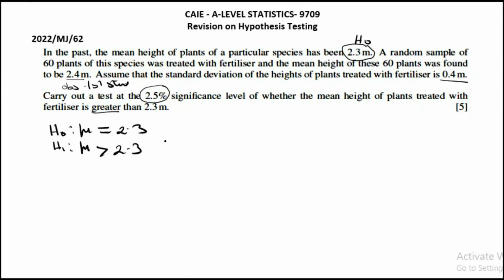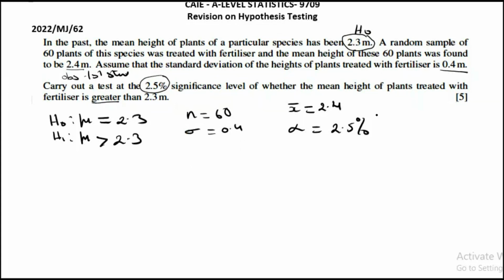The other data available in the question is the sample size, being 60, the standard deviation, which is 0.4, the test stat X bar, which is 2.4, and alpha, which is 2.5%, the significance level. So now we have seen that all these values are given to us, but still the distribution is unknown.